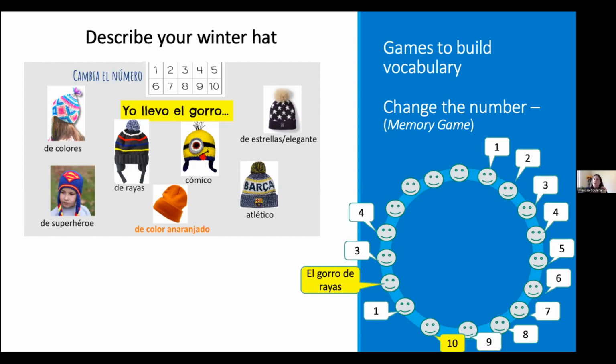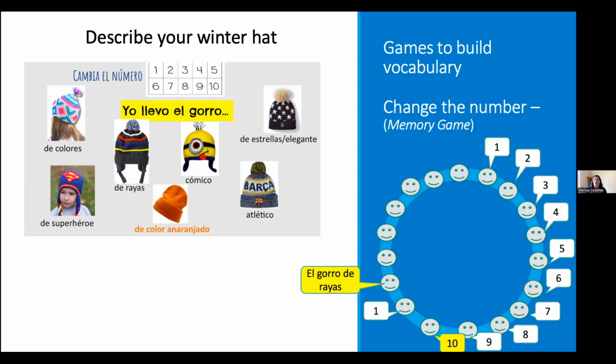So if a student made a mistake and then we were going 1, 2, the person said 2 instead of el gorro de rayas, and my student who was out said, I know, it's supposed to be the hat with the stripes. And that student comes back in and the other one sits down. So it's sort of a way for them to get back in it so they don't tune out. They still have to pay attention to what's going on.